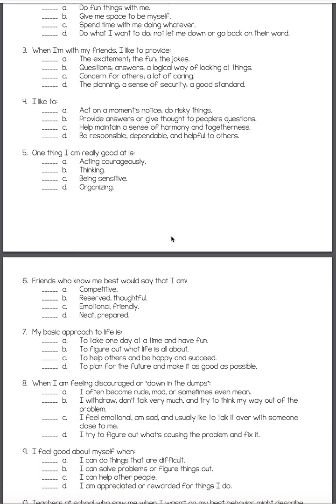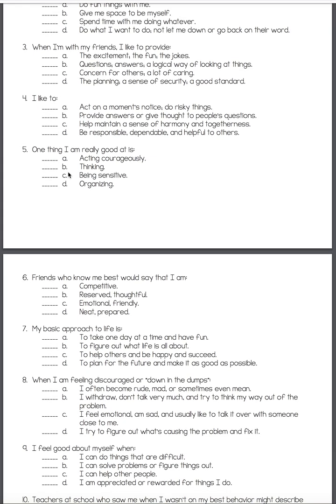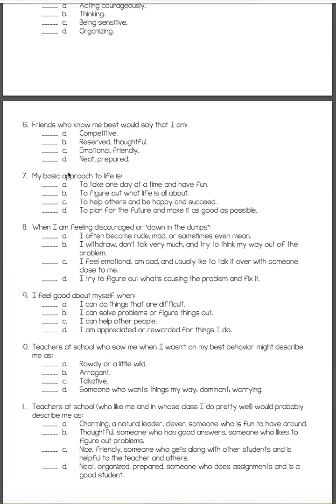Number 5, one thing I am really good at is A, acting courageously. B, thinking. C, being sensitive. D, organizing. A, B, C, D. Which one of those is most like you? That will receive a 4. Which is least like you? That should receive a 1.